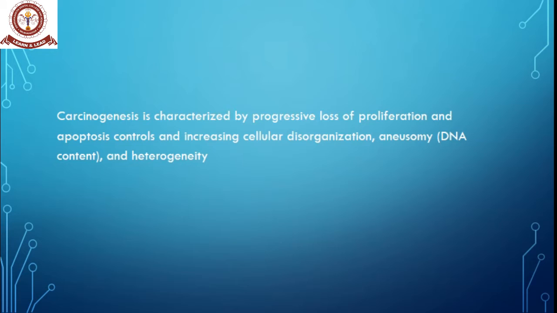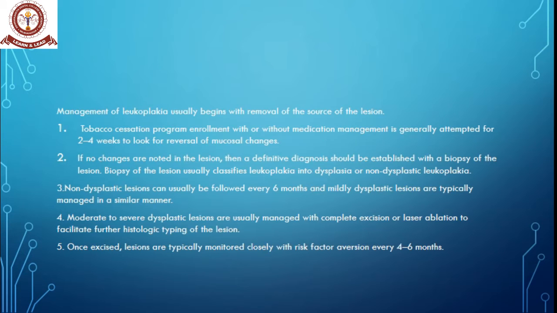Carcinogenesis developing from oral leukoplakia is characterized by progressive loss of proliferation and apoptosis controls, and increasing cellular disorganization, aneuploidy, and heterogeneity. Management of leukoplakia usually begins with the removal of the source of the lesion. What is the source of the lesion? Tobacco usage. So the patient must be put on a tobacco cessation program.